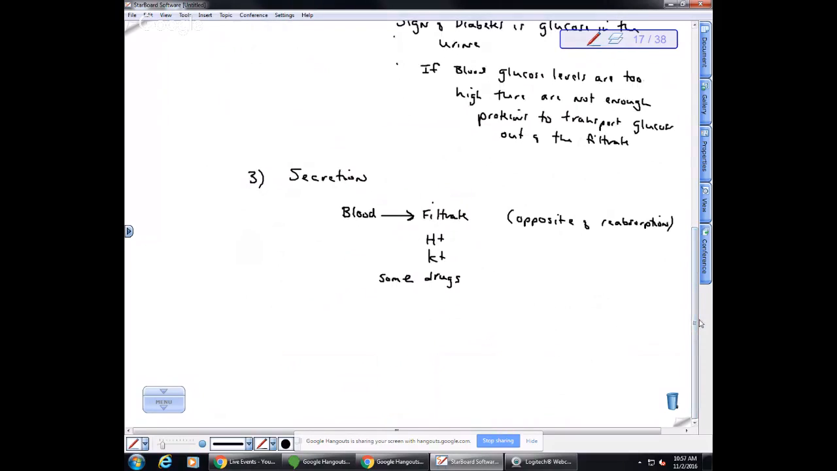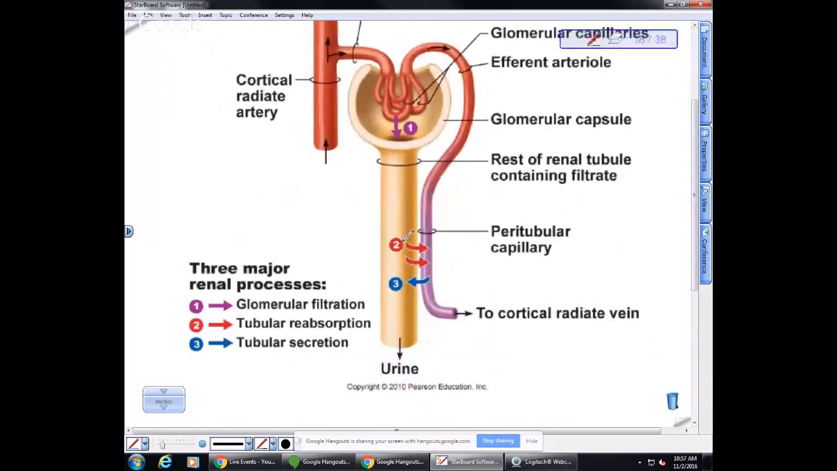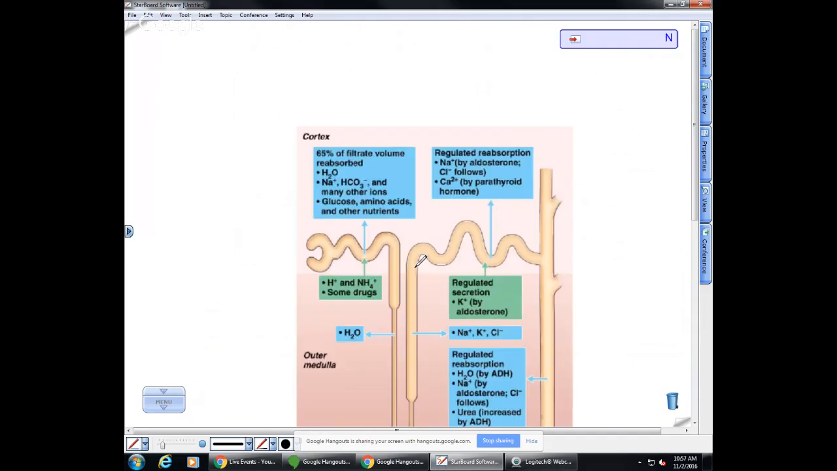Okay, so if we look at an overall diagram of this, this shows filtration, this shows reabsorption, and then this shows secretion. And all of this is the function of the peritubular capillaries. The peritubular capillaries surround the tubules, and they allow for substances to be picked back up, reabsorbed, or substances to be put back in, or secreted, back into the nephron, the tubules. Okay, we already talked about reabsorption.